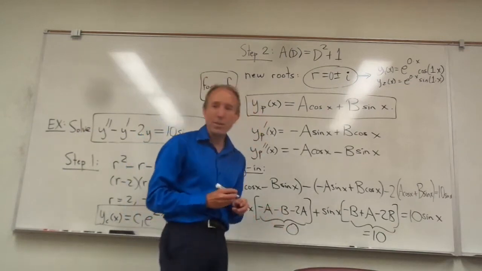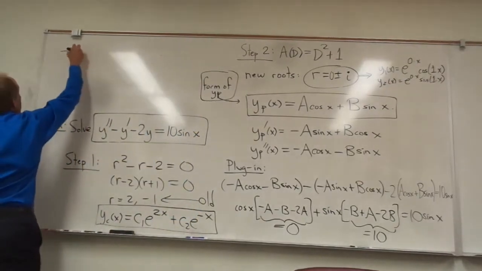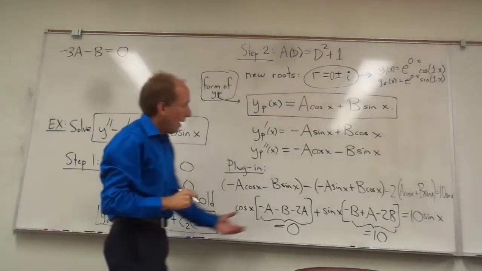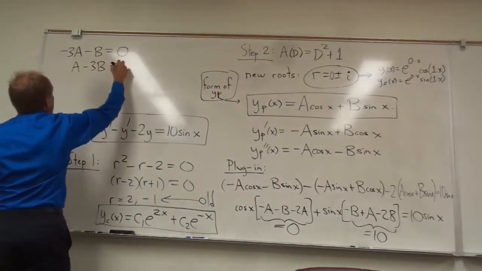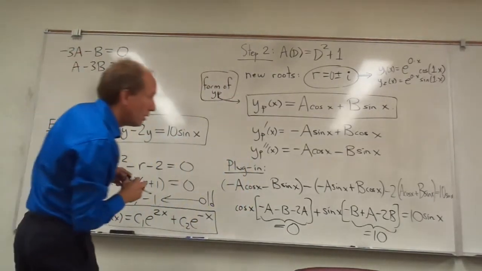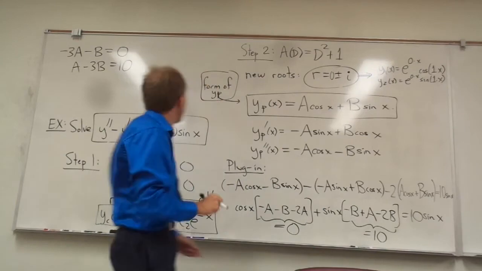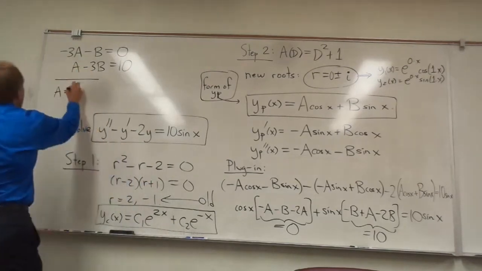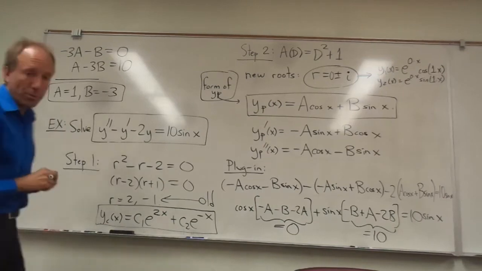But there's no cosine of x on the right side, so the cosine term has to be 0. The cosine term is negative 3a minus b, and that has to equal 0. And the sine term is a minus 3b, and that has to equal 10. If you then solve this little system, I'll let you solve it because it's an easy thing to do, a is equal to 1 and b is equal to negative 3.